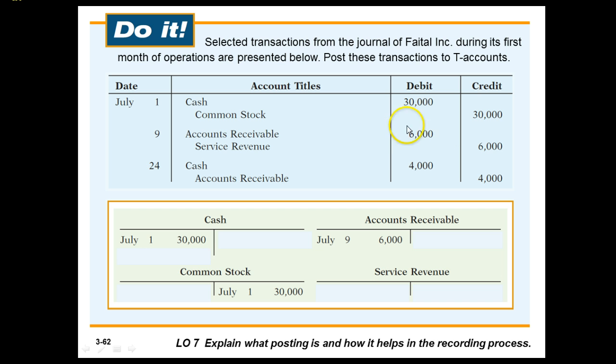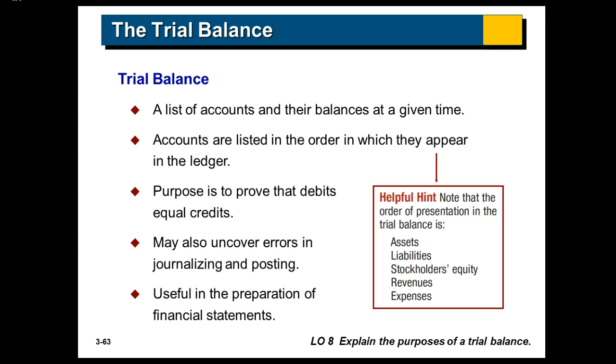Likewise, our accounts receivable was debited for $6,000, so we show that. Our service revenue was credited for $6,000, and then our cash on July 24th was debited for $4,000, with our accounts receivable here being credited for $4,000. That is the posting to the account ledgers. After we've done all that, we'll come up with a trial balance.